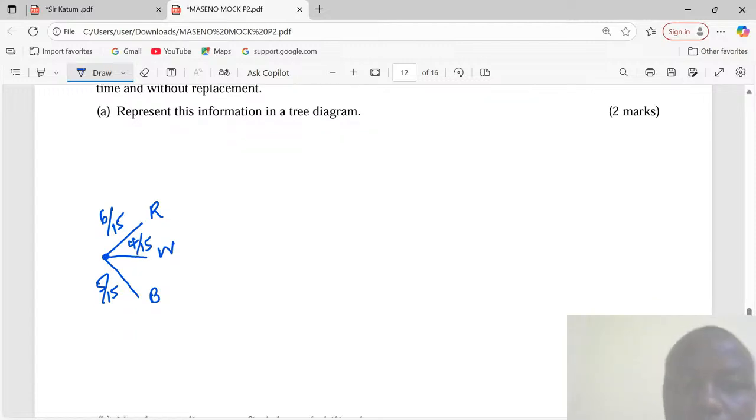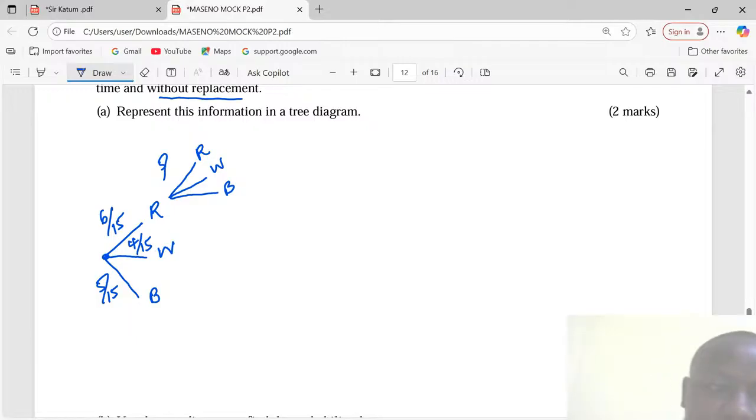Look at this now. When you've chosen red, there are other possibilities. You can further choose red, white or blue. Now, after picking red, the count again goes down to 5. Because you didn't replace, remember the instructions say without replacement. So the probability for red goes down to 5 and the total has also gone down to 14. The next now shall be 4 over 14, then 5 over 14, that way.